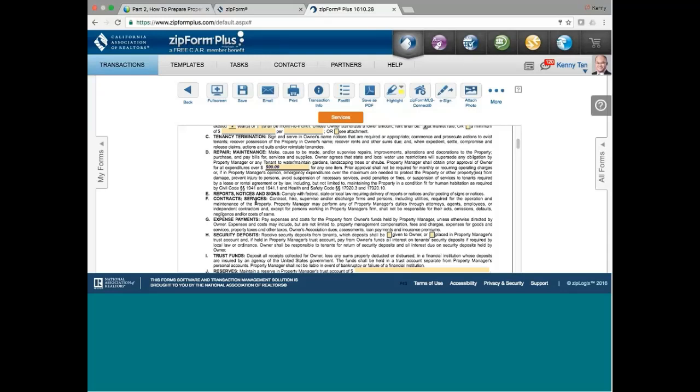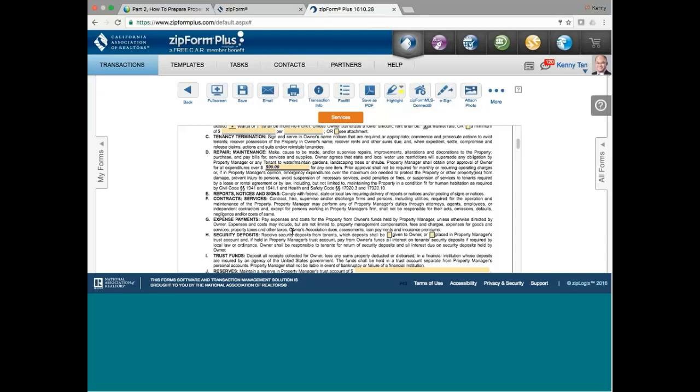Contract services. Certainly the property manager would have the authority to enter into service contracts on behalf of the landlord, including utilities, landscaping, roofing, and whatnot. Expenses and payments: under the standard terms of the property management contract, a property manager has the authority to pay expenses and costs for the property from the owner's funds held by the property manager. That's something that is built into the standard property management contract.